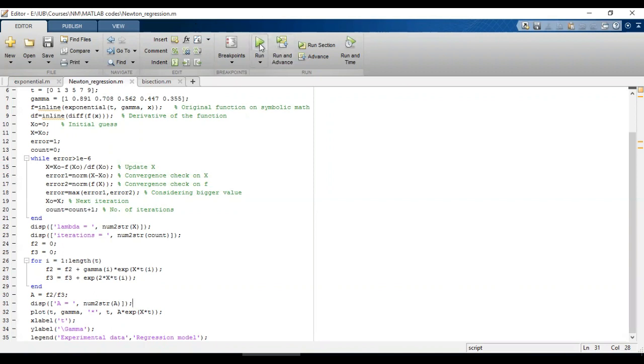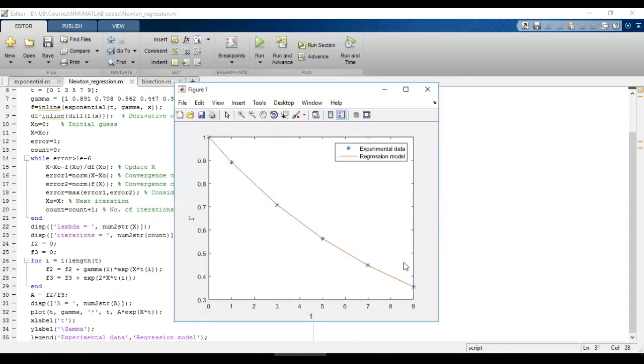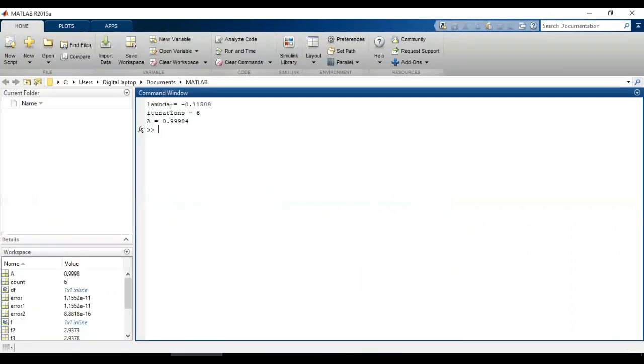So let's run this algorithm, and after running this algorithm, you can see that this is my experimental data, which is shown by blue asterisks, and this straight line is actually the regression model, and you can see that all the experimental data points are satisfied by the regression model, and the calculated values of lambda, a, and number of iterations are also displayed over here.